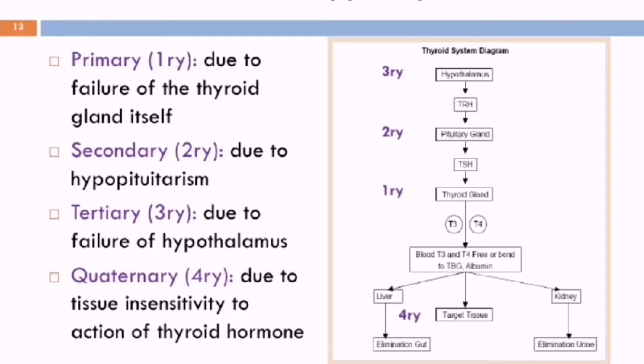Some classifications of hypothyroidism: you can see primary, secondary, tertiary, and quaternary. The primary is due to failure of the thyroid gland cells, and secondary is due to hypopituitarism. It means there is a deficiency of the pituitary. Tertiary is due to failure of the hypothalamus, and quaternary is due to tissue insensitivity to the action of thyroid hormone.